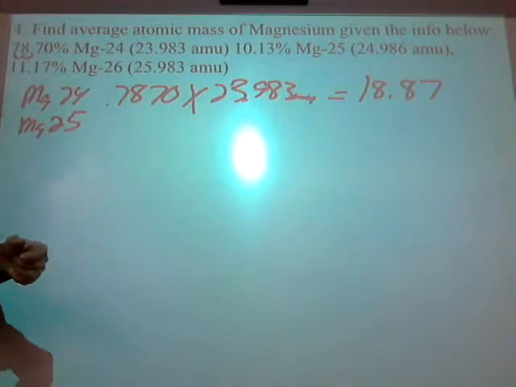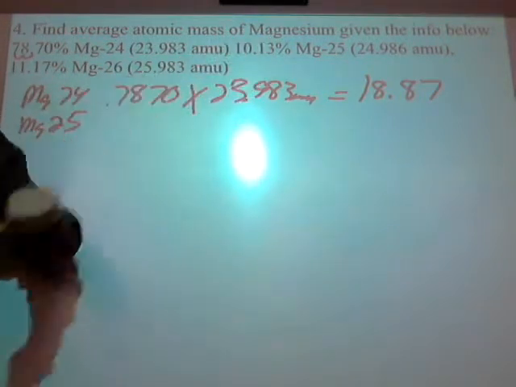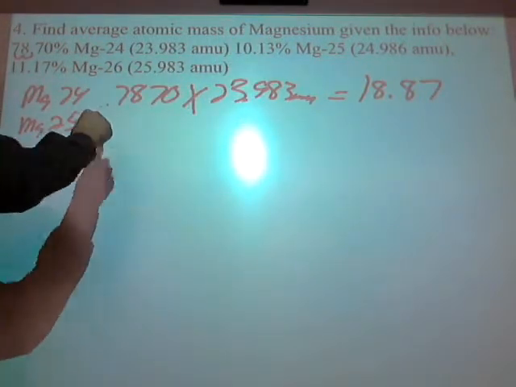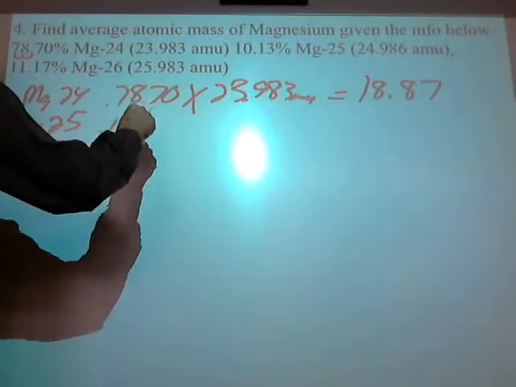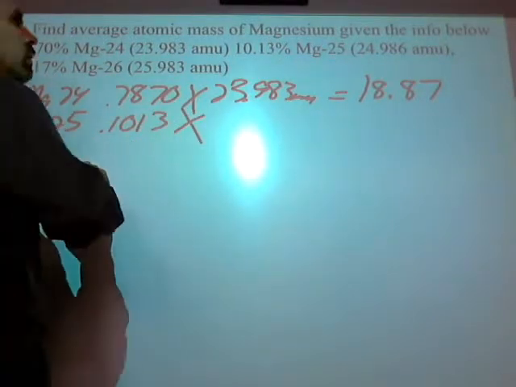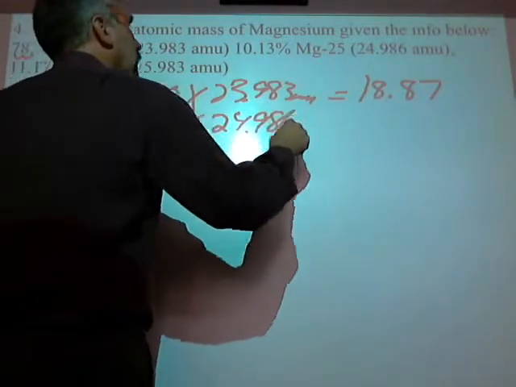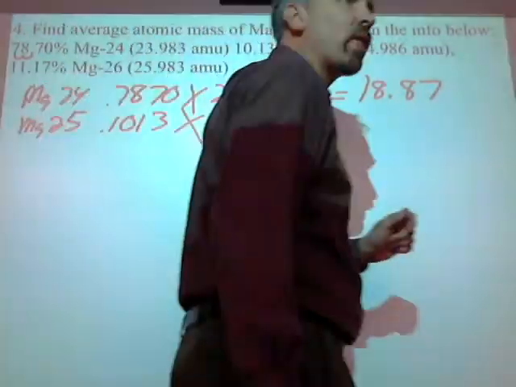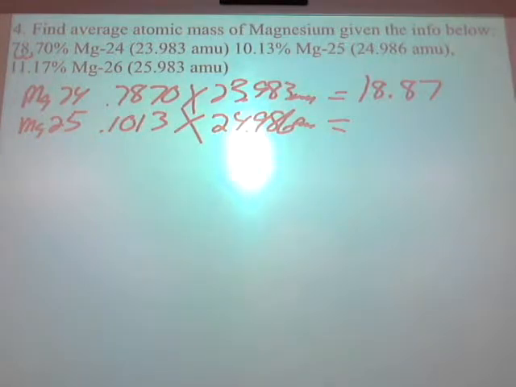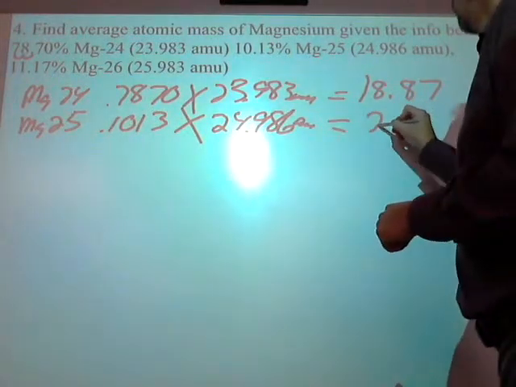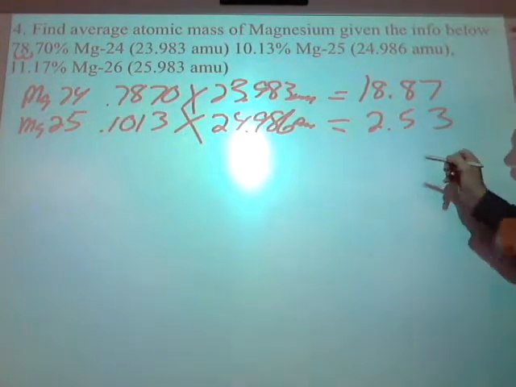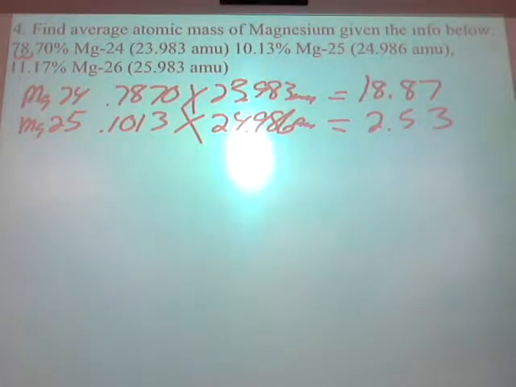All right. Now for magnesium-25, Nikki, what will I multiply for this one? 0.1018, correct, times 24.986 AMUs. Okay, what'd you get for that mass, Mark? 2.53. Everybody else get 2.53? No, it should be one more significant figure. 2.531? Yeah. Is that better?